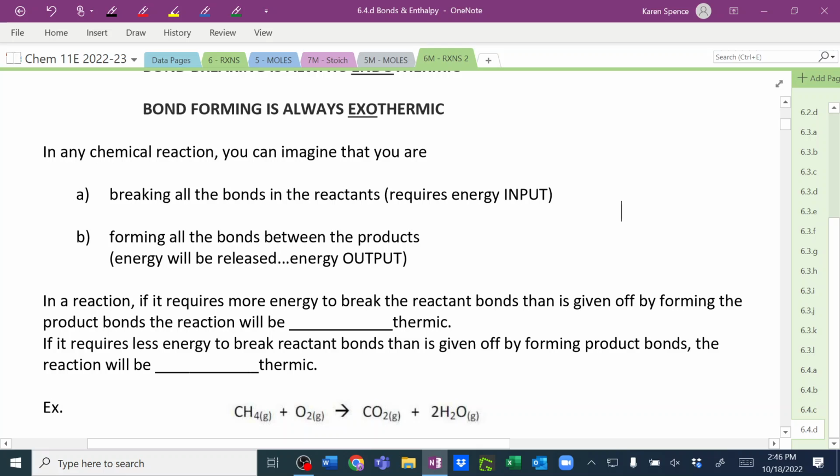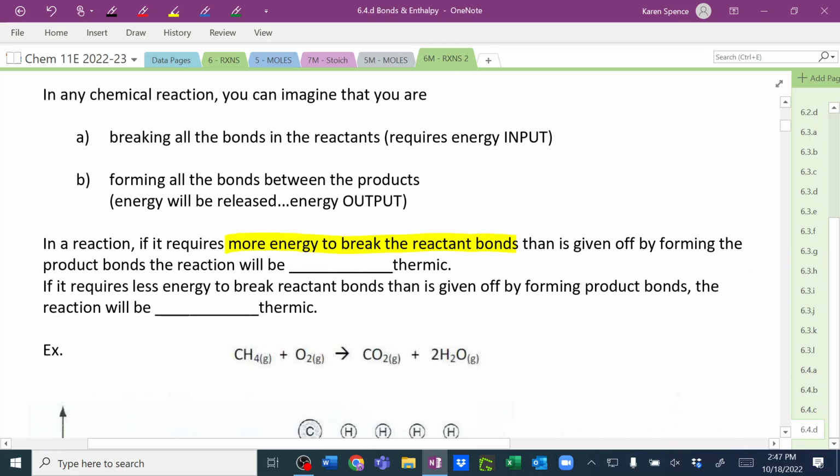Okay. So in a reaction, if it requires more energy to break the reactant bonds than is given off by forming the product bonds, the reaction will be what? Endothermic. And if it requires less energy to break the reactant bonds than is given off by forming the product bonds, then the reaction will be exothermic.